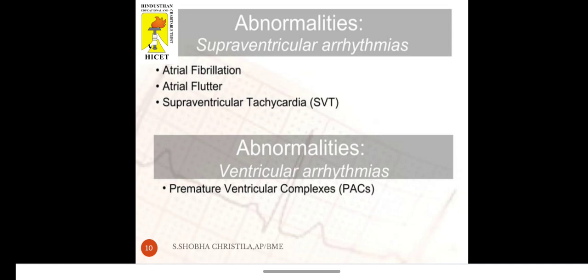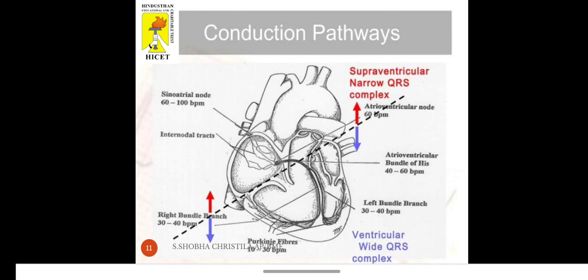So you have supraventricular arrhythmias, the main abnormality, which is associated with atrial fibrillation, atrial flutter, and supraventricular tachycardia. And in the abnormalities of ventricular arrhythmias, regarding the ventricles, you have premature ventricular complexes, which are called PVCs. Then you can see how the conduction pathway is taking place. So you have supraventricular narrow QRS complex, then you have ventricular wide QRS complex. So these are the abnormalities that may be associated with the conduction pathways.